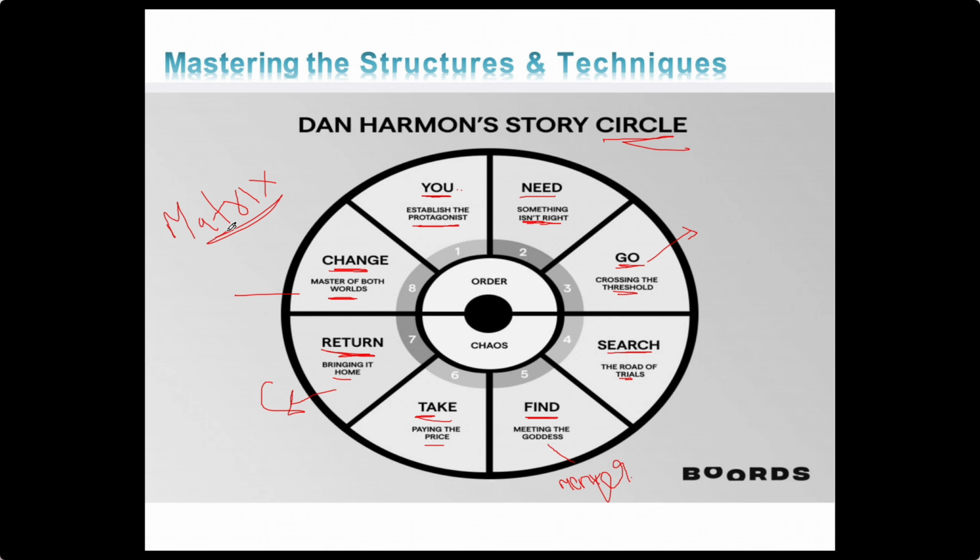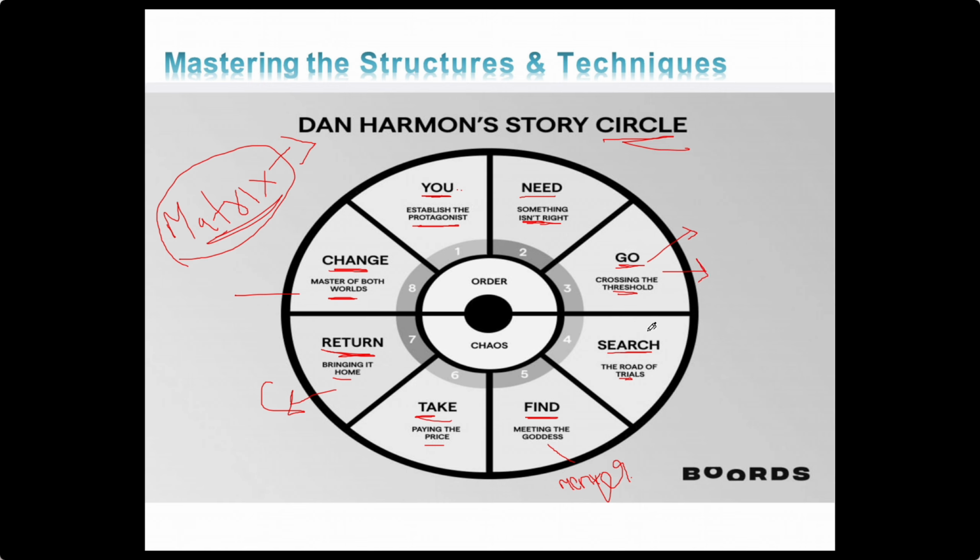Best example of a film that follows this structure: The Matrix, 1999. It follows Dan Harmon's Story Circle perfectly. Neo starts as a regular guy. He realizes he needs answers. He leaves his comfort zone by taking the red pill.